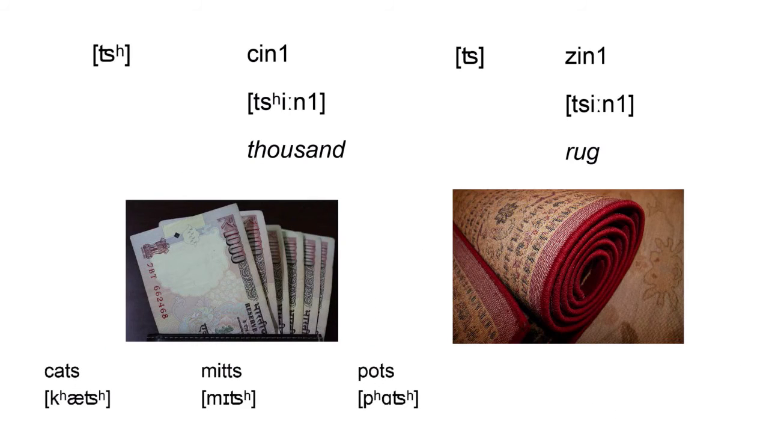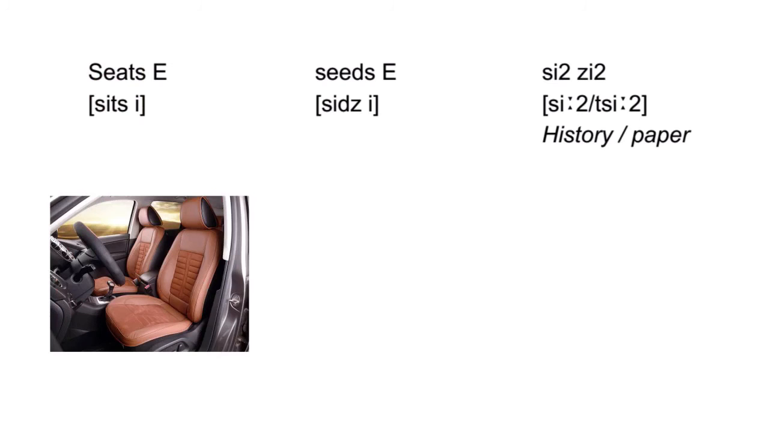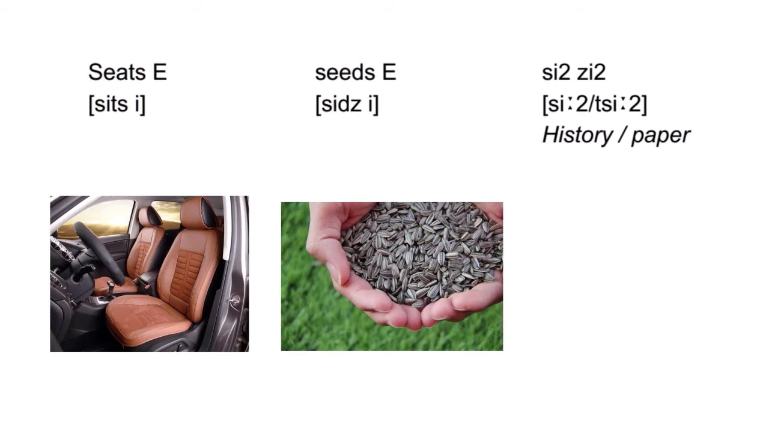Cats, mitts, pots. It shows up only very rarely in other places. You'll only see it in loan words like pizza and tsunami. It's a little tricky to find a good way to compare the English and Cantonese sounds, but you can try these. For CZ, CZ, and CZ, matching intonation, that's CZ, CZ, CZ.